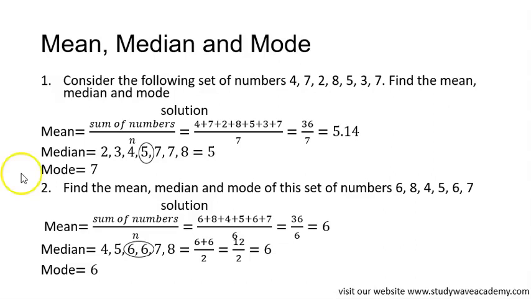Let's look at number 1 example. Consider the following set of numbers: 4, 7, 2, 8, 5, 3, 7. We are to find the mean, median, and mode. So first we will look for the mean.